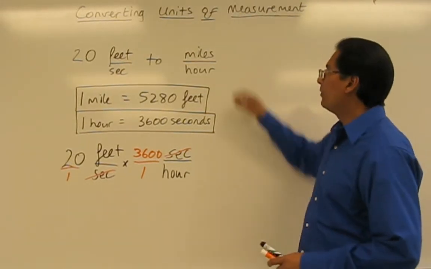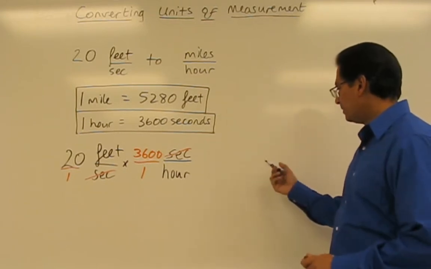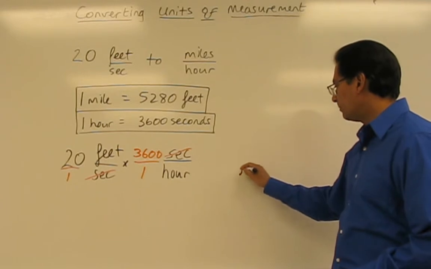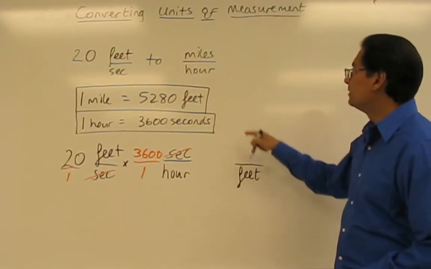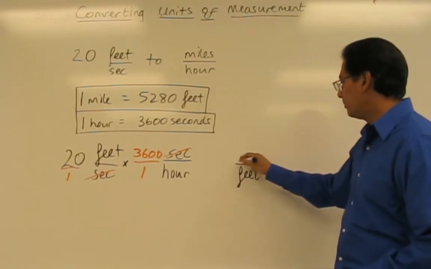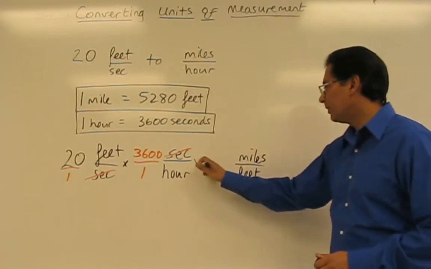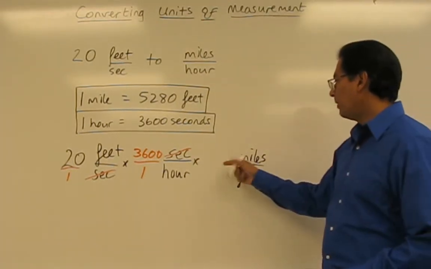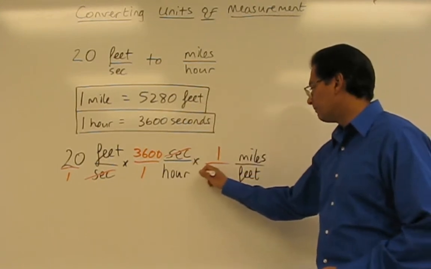But we don't want feet per hour, we want miles per hour. So we have to do one more step here. We need to get rid of those feet. They're on the top, so I'm going to put these feet here on the bottom. And on the top, I want miles. So we're going to put miles on the top. And again, we have to put a conversion. We're multiplying through by this. What's the conversion? Well, 1 mile is 5,280 feet.